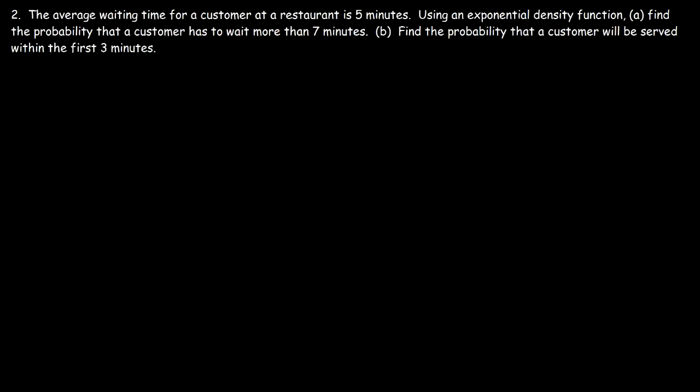Now let's work on another problem. The average wait-in time for a customer at a restaurant is 5 minutes. Using an exponential density function, find the probability that a customer has to wait more than 7 minutes.